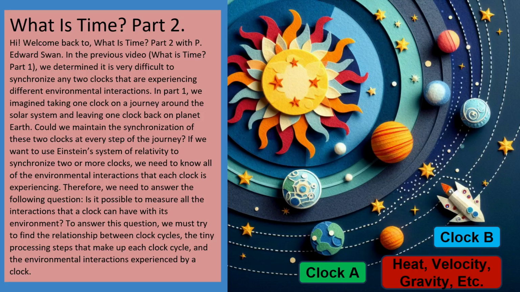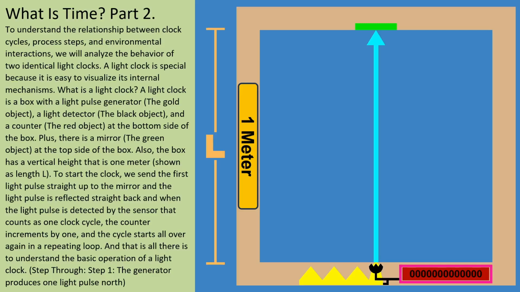To answer this question, we must try to find the relationship between clock cycles, the tiny processing steps that make up each clock cycle, and the environmental interactions experienced by a clock. To understand this relationship, we will analyze the behavior of two identical light clocks. A light clock is special because it is easy to visualize its internal mechanisms. What is a light clock?